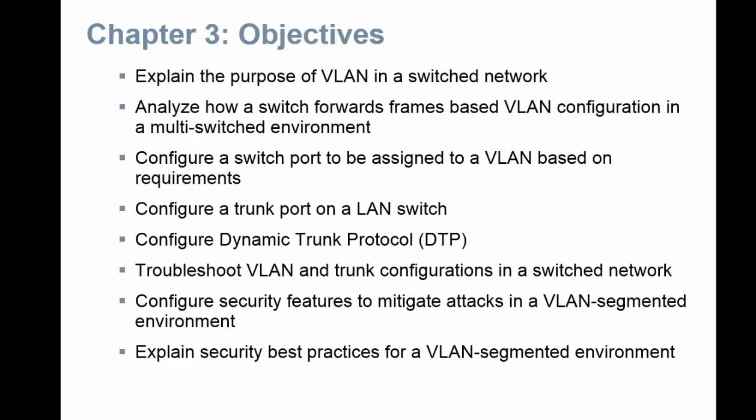Some of the objectives that we are going to look over in this unit are going to be able to explain the purpose of a VLAN in a switched network, kind of why do we use it, what does it do, analyze how a switch provides frame-based VLAN configuration in a multi-switched environment. We're going to configure a switch port to be assigned to a VLAN based on requirements. We're going to configure a trunk port on a LAN switch. We're going to configure Dynamic Trunking Protocol.